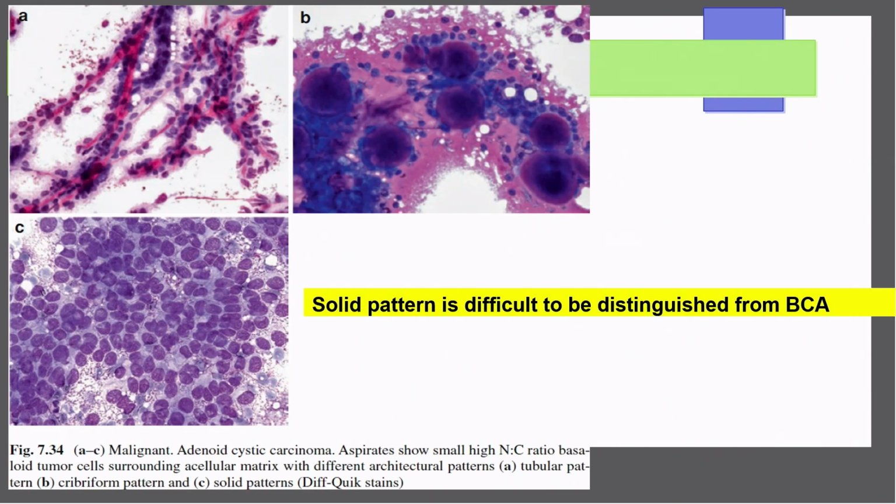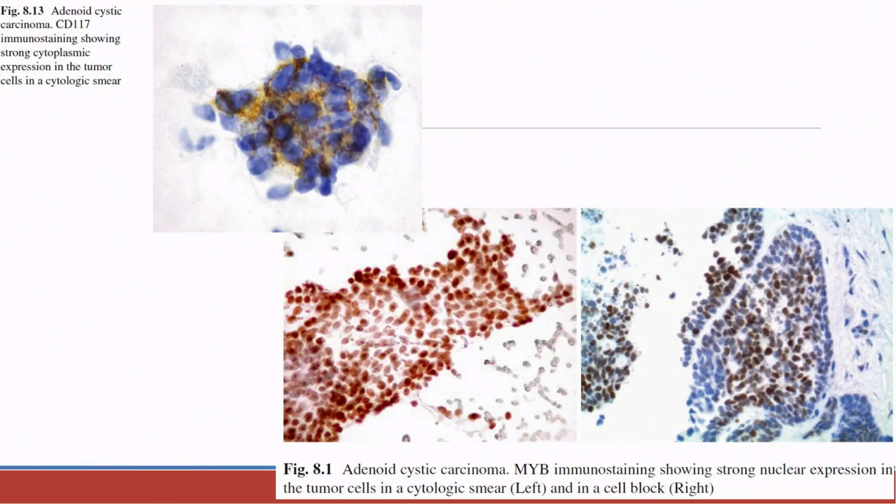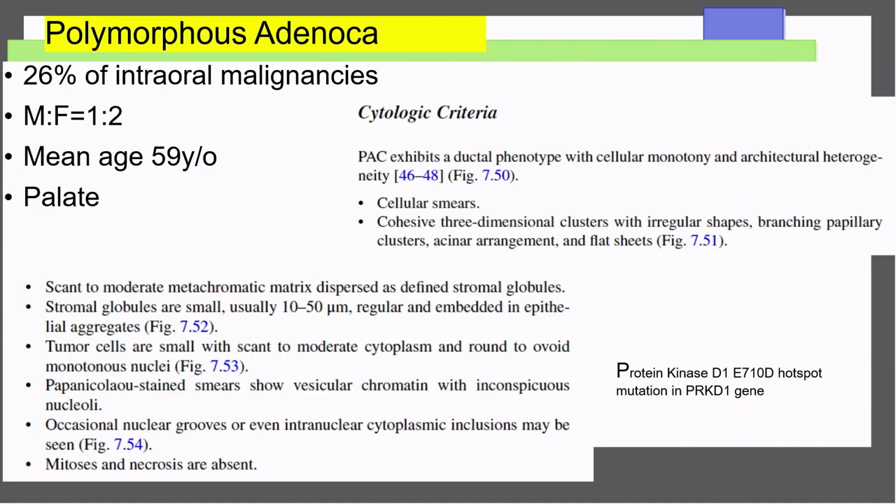You can see the three different patterns: the tubular in the upper left, the cribriform, and the solid, which is really difficult to distinguish from basal cell adenoma and carcinoma. And if you have enough material, you might perform immunostains. Positivity for CD117, membranous and cytoplasmic, and the typical nuclear positivity for the new molecular immunomarker MYB, on cell block or also on, for instance, LBC stored material.